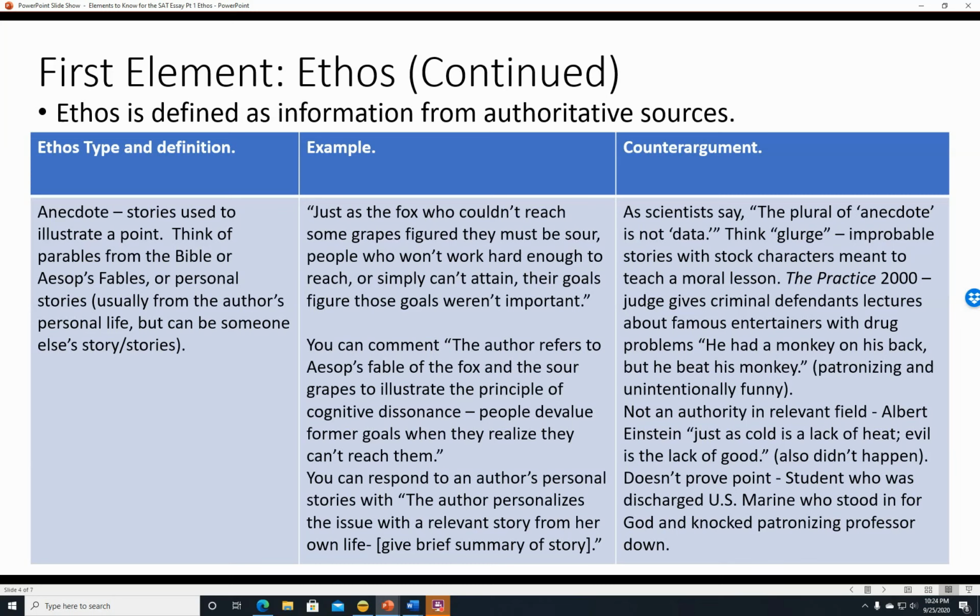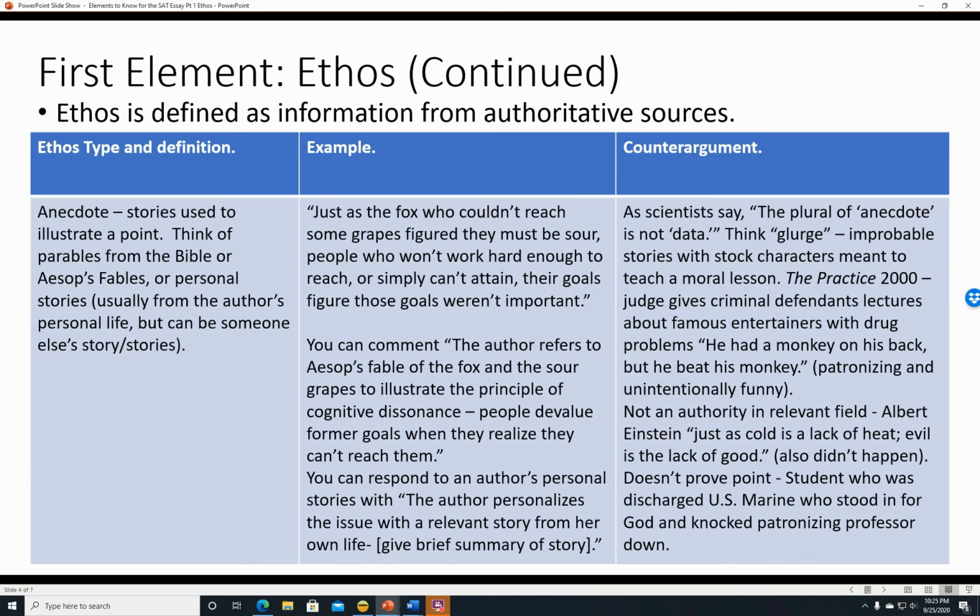So, he beat his monkey, and then he'd say, and that turned out to be the great James Brown, or some other entertainer from the old days, and it's supposed to be inspiring to these minority defendants, who may or may not have drug problems, and well, it's just really, really patronizing. So basically, this is a story about a judge who likes to give glurge stories. Anyway, also not an authority in a relevant field.